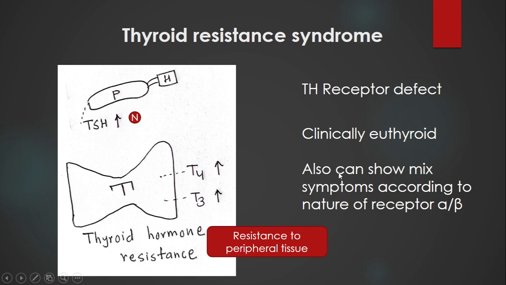But sometimes they also show mixed types of symptoms according to the nature of the expressed receptor, either alpha or beta, and which type of receptor is expressed in different parts of the body. According to that, mixed symptoms of hypo and hyperthyroidism can also be seen in thyroid resistance syndrome.